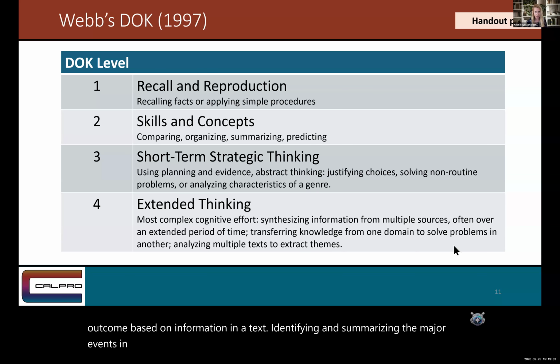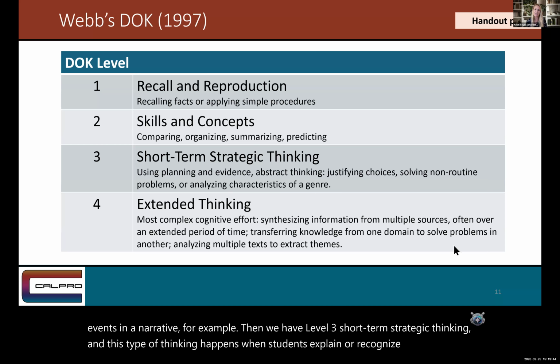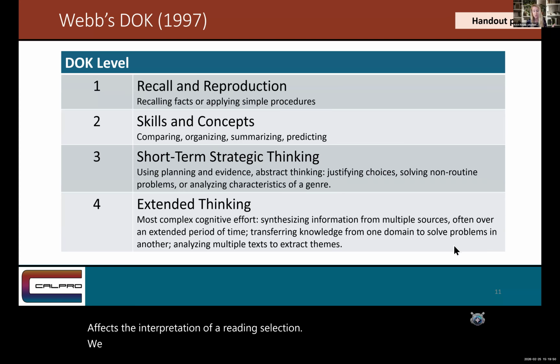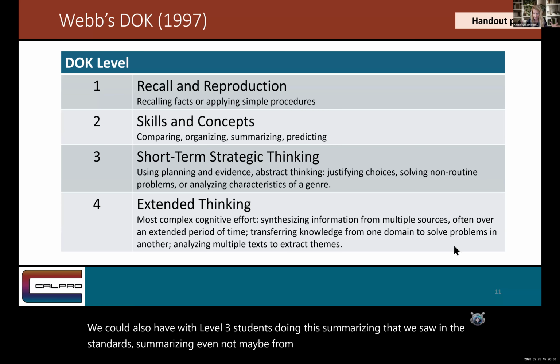Then we have level 3, short-term strategic thinking. And this type of thinking happens when students explain or recognize how the author's purpose affects the interpretation of a reading selection. We could also have, with level 3, students doing the summarizing that we saw in the standards. Summarizing even not maybe from one source, but multiple sources, so also synthesizing.